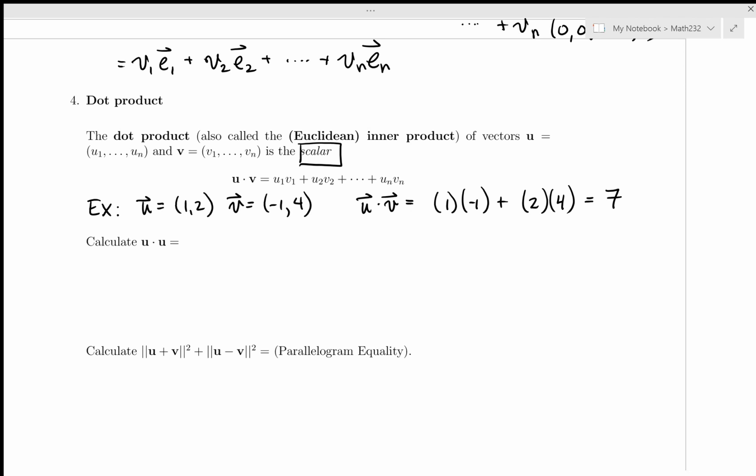It's very straightforward to compute, and it's important to note that what ends up happening once you compute the dot product is that you have a number. You do not have a vector. So you're multiplying together two vectors, and you end up with a scalar.